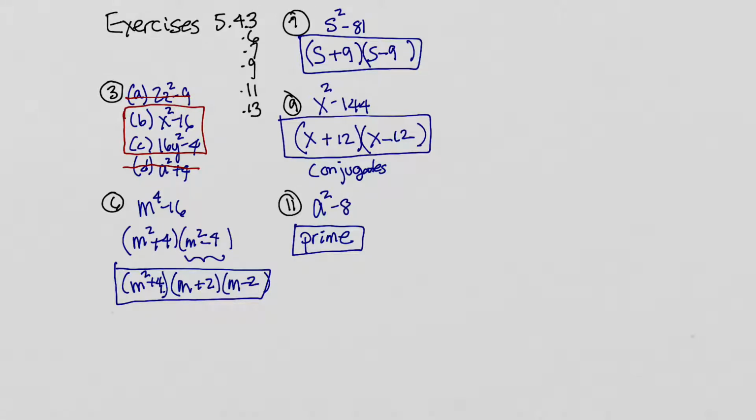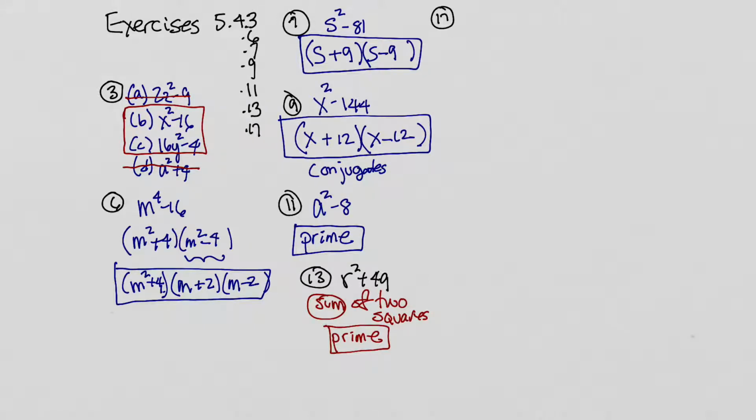And we might as well just keep going. Here's number 13. Number 13 is r squared plus 49. And notice what we have here is something squared plus something squared. This problem here is the sum of two squares. And there's no pattern for this. And don't think you're going to make one up. We're just not going to be able to do it. So we're going to call this prime. And we'll just keep on going again.